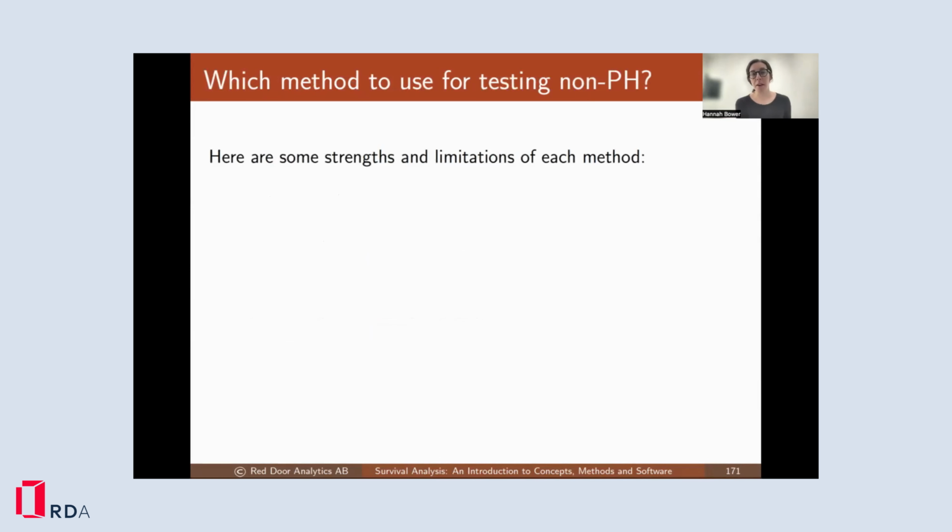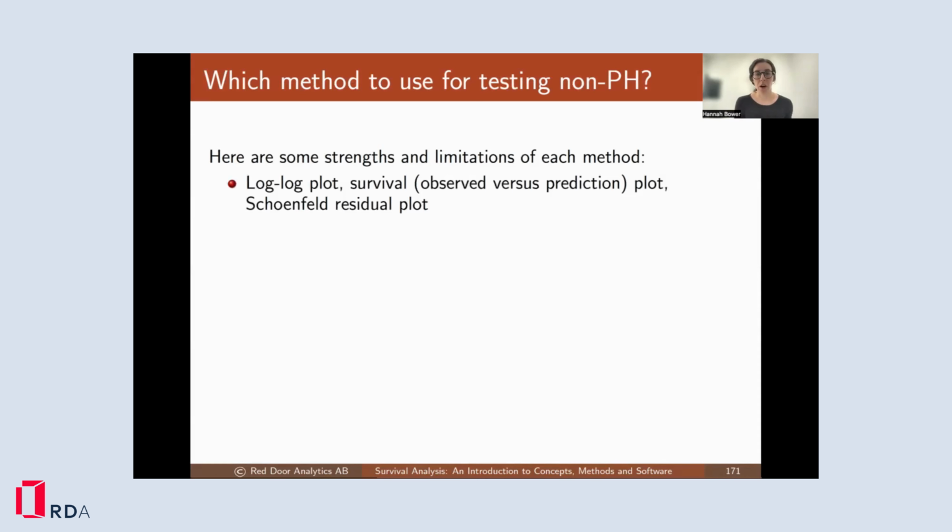So I've given you lots of methods to use to test the non-proportional hazards assumption, but which one should you be using? I thought it's a good idea to talk about some of the strengths and limitations of each method. If we start by thinking about the log-log plot, the survival observed versus predicted plot, and the Schoenfeld residual plots, the first three options that we discussed, then I would say that these are quite subjective, or at least the conclusions you draw from them are quite subjective. You have to look at the plot and make a decision based on your personal opinion.